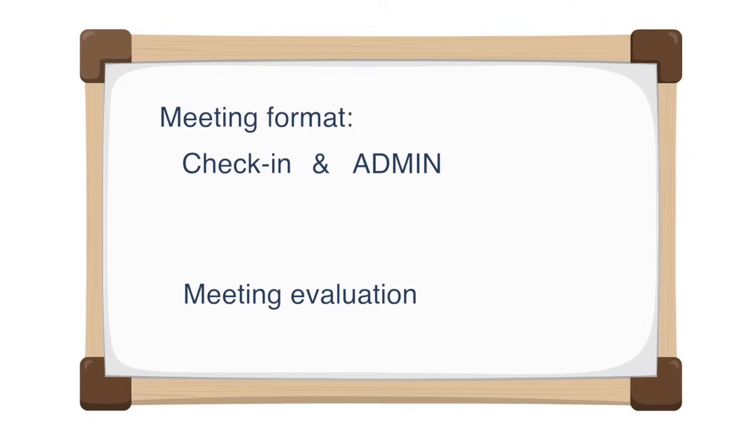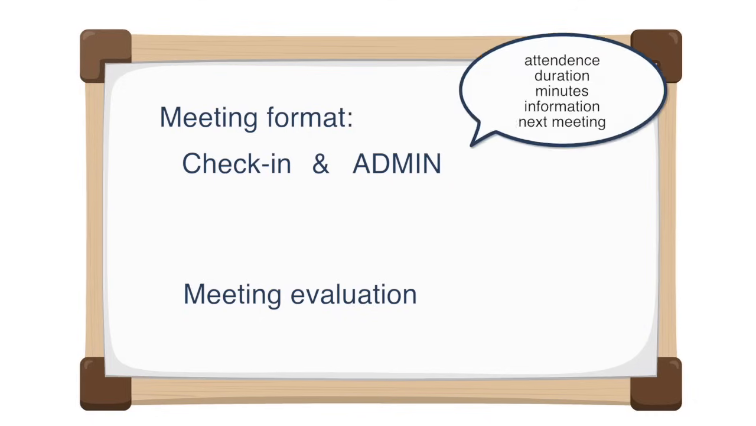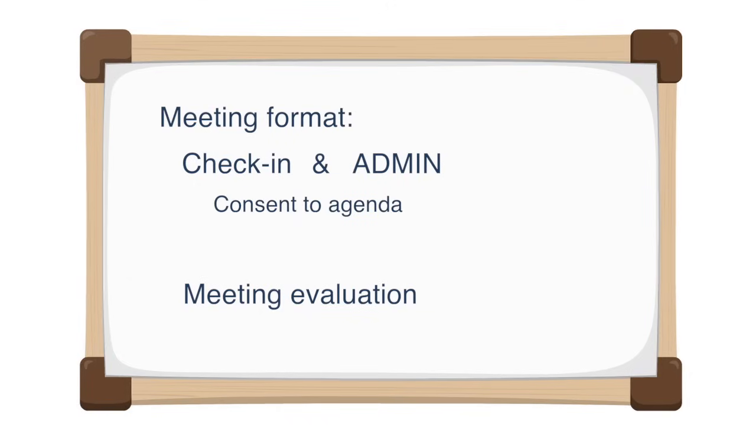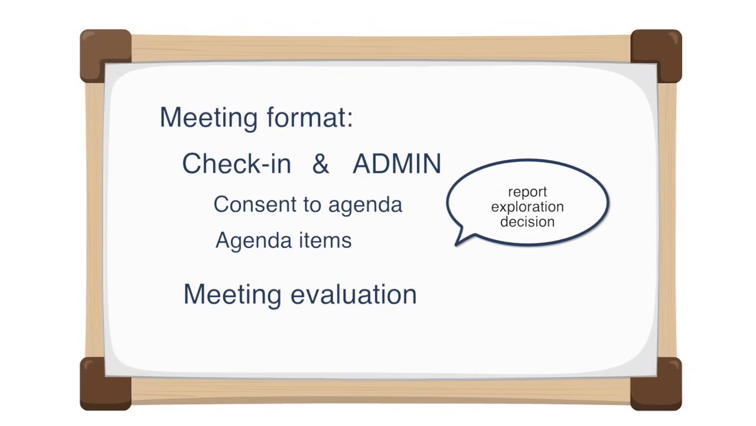During the admin phase, the facilitator will make sure that the circle, as such, is ready to work. We consent to the agenda of the meeting. And of course, there are the agenda items. Depending on what is needed, you will either report, or you will explore together, or you will make a decision together.